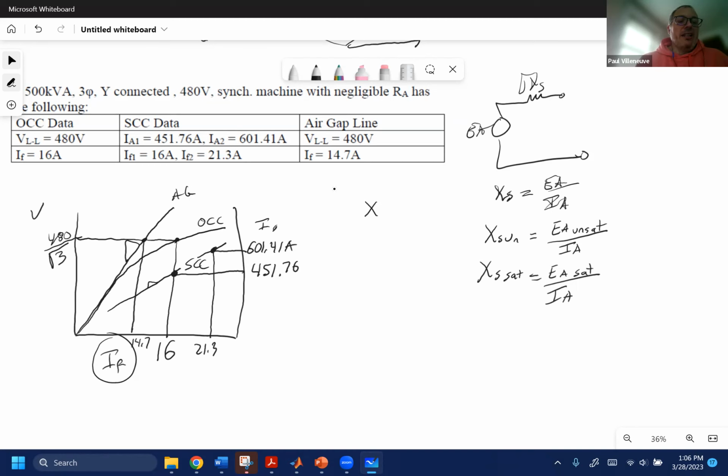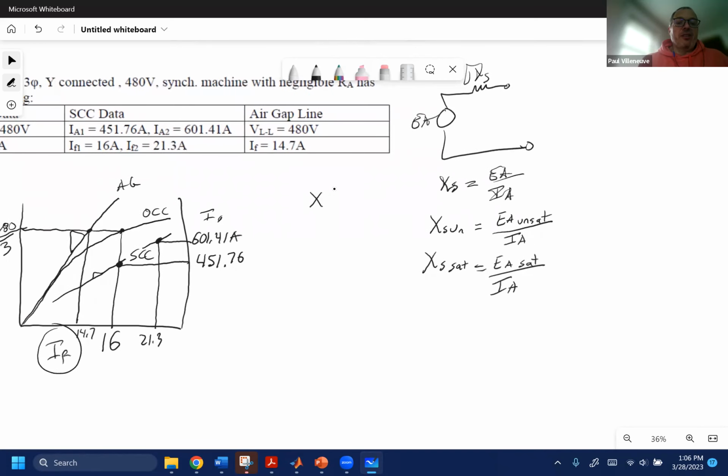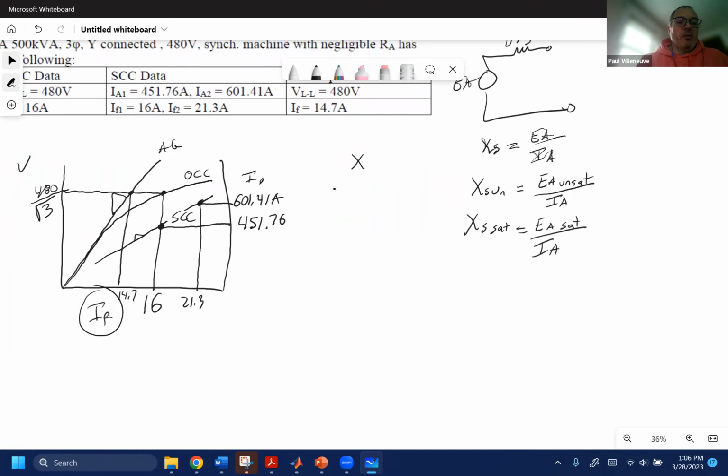So I need to get the unsaturated values and the saturated values. The saturated ones are pretty easy because at this point I have a current to calculate: 480 divided by the square root of 3, divided by the armature current at that value, 451.76. For my unsaturated value, I have a voltage here, because remember the air gap line is when there's no saturation. It just continues in a linear progression. I don't know that current, so this is a question mark at this point.